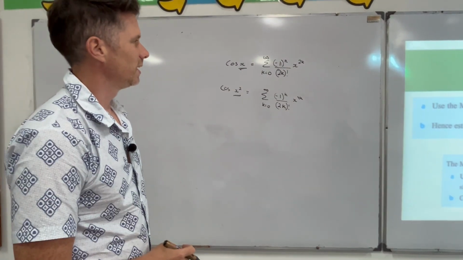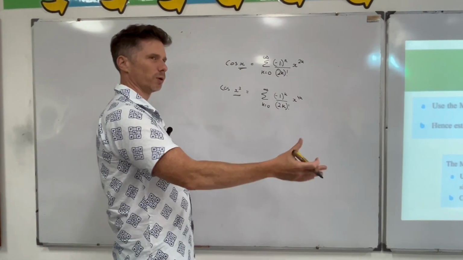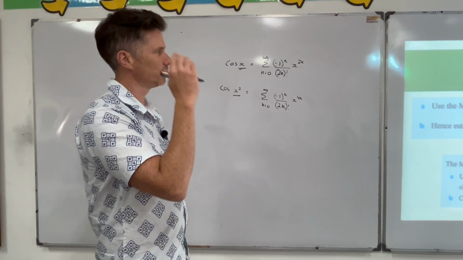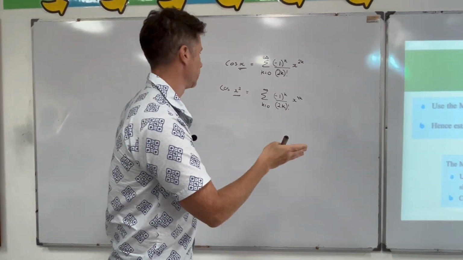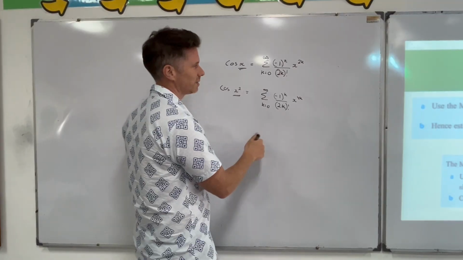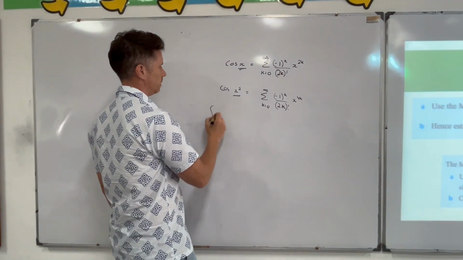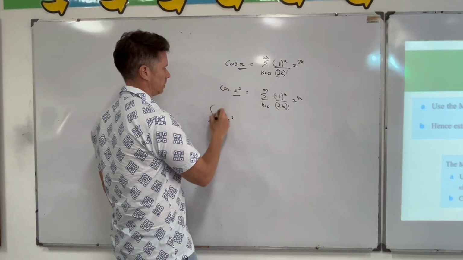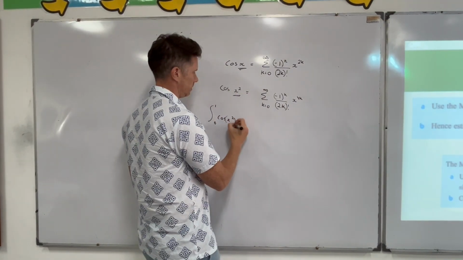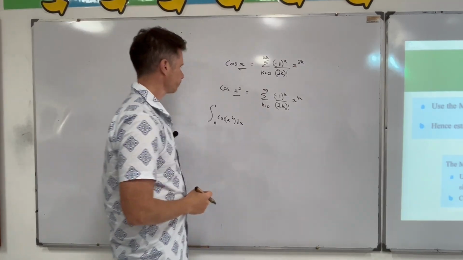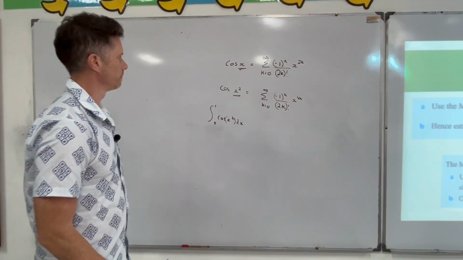Okay, so hence, that's it. You can expand this if you want and have a look at what the polynomial will look like, but you don't have to. Hence estimate. Okay, so I see an integration sign there. So hence estimate was the integral of cosine x squared between 1 and 0, to 4 decimal places.